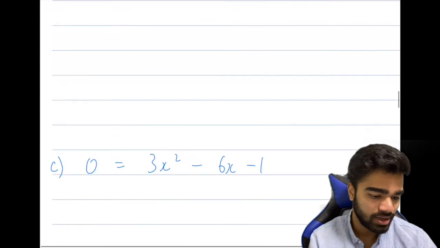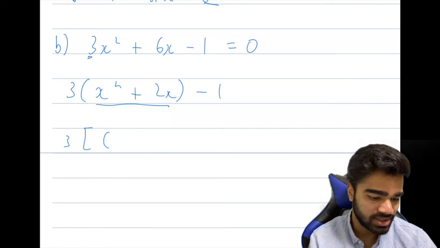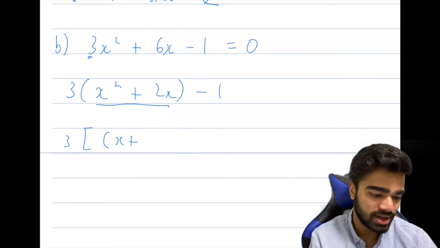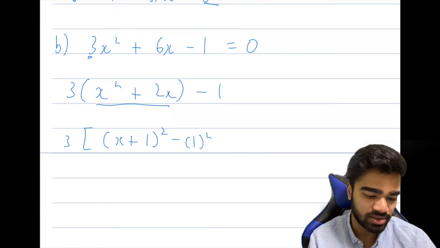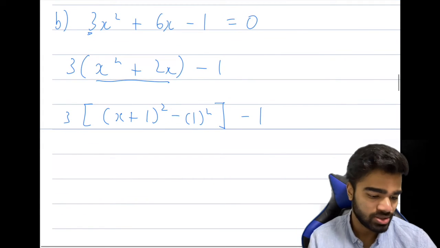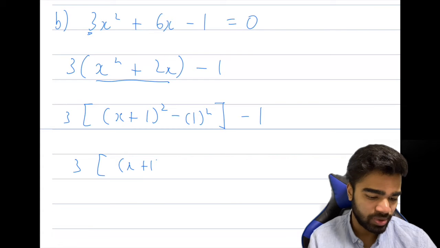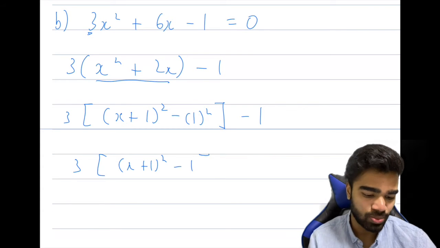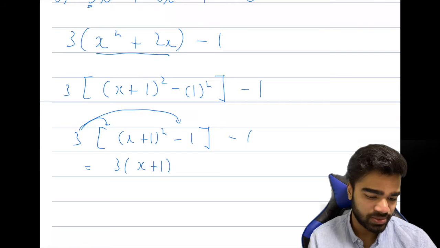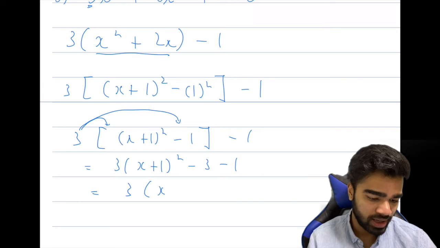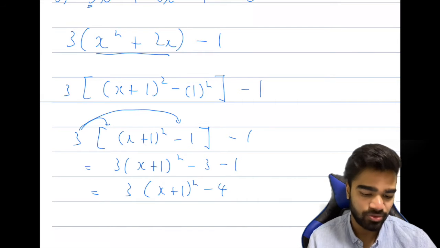So I have 3 in square brackets, x, the plus comes down, plus 2 divided by 2 is just 1, so x plus 1 squared, and minus whatever this is squared, so minus 1 in brackets squared, like so, minus 1. So pretty much this is 3 times x plus 1 whole thing squared, minus 1 squared is just 1, minus 1. So I need to get rid of the square brackets by expanding now, so I have 3 times x plus 1 squared minus 3 minus 1, so I have 3 times x plus 1 squared minus 4, like so.